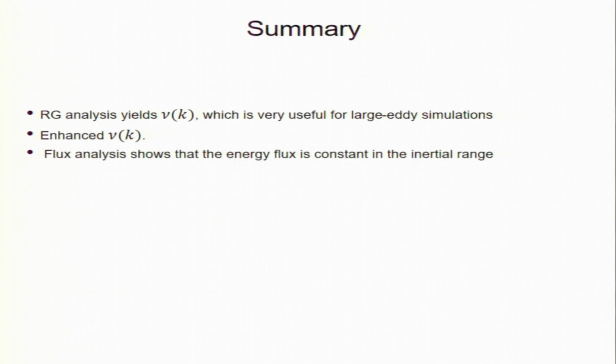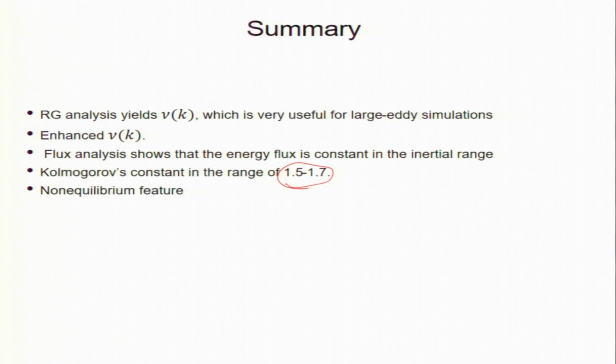Flux analysis shows the flux is constant in the inertial range. Okay, I showed you this for field theory, and we can compute the Kolmogorov constant. This scheme, I believe, gives me around 1.6-something, but if I use some different field theory, then I get different numbers, but they all lie in this band, which we find in simulations as well if you do them carefully. Okay. These are non-equilibrium features.